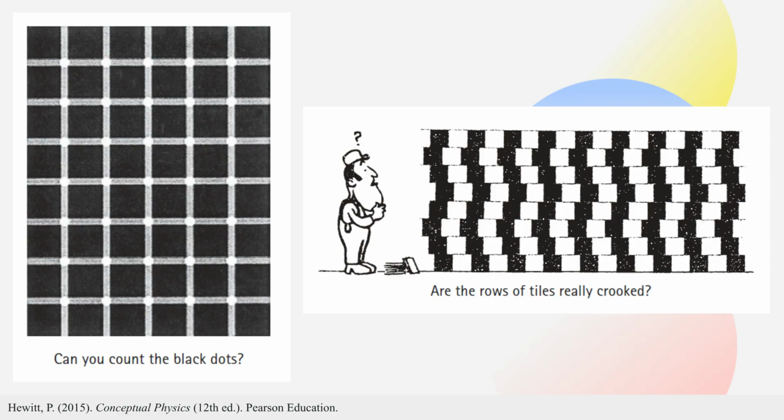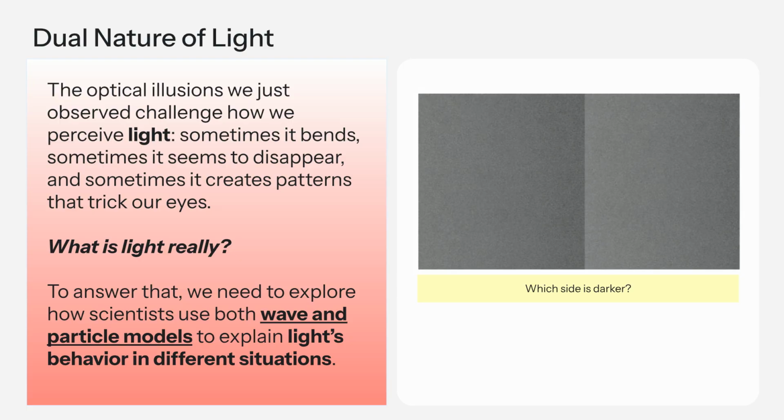On the right, look at the horizontal lines separating the rows of black and white tiles. Do they look crooked or slanted to you? It seems impossible, but every single horizontal line on this screen is perfectly straight and parallel to the others. The optical illusions we observed show that light does not always behave in ways we expect. Sometimes light appears to bend, fade, or form patterns that confuse our eyes.